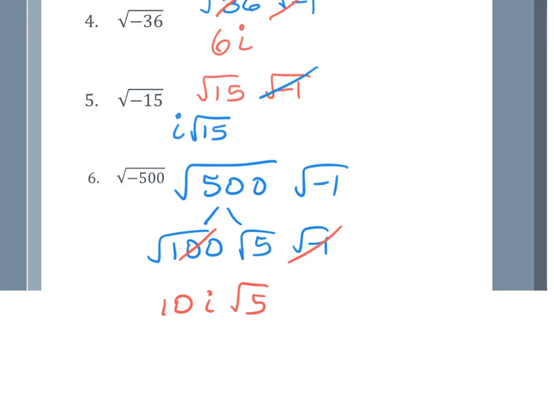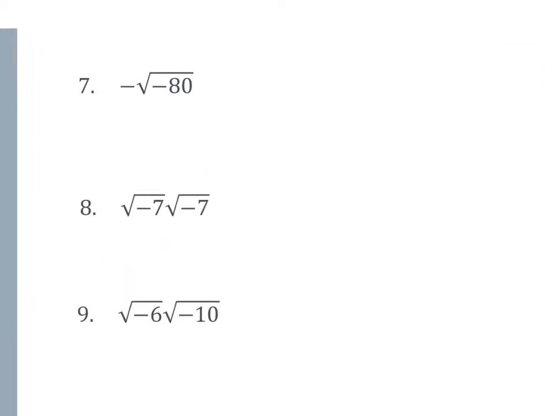Now, the next example is a little different. It's got a negative sign outside of the square root. So all that's different here is this negative sign is going to be out in front of our answer.